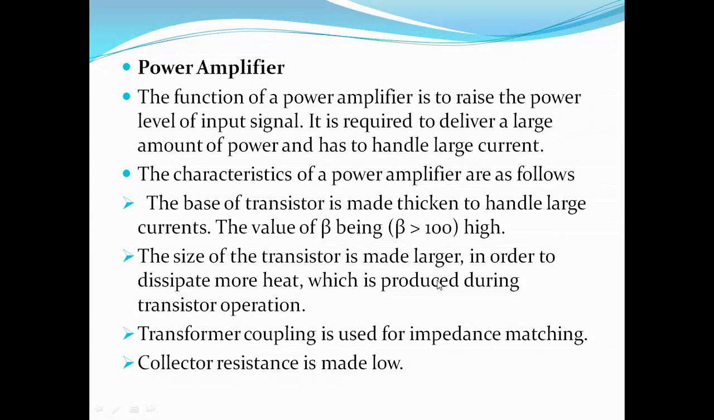And beta is also very high, greater than 100. And next, the size of the transistor is made larger compared to the voltage amplifier. Power transistor size is larger in order to dissipate more heat. It handles large power, and if you have large power, the heat dissipation is also very high. So in order to dissipate more heat to the surroundings, which is produced during the transistor operation, the size of the transistor is also large.